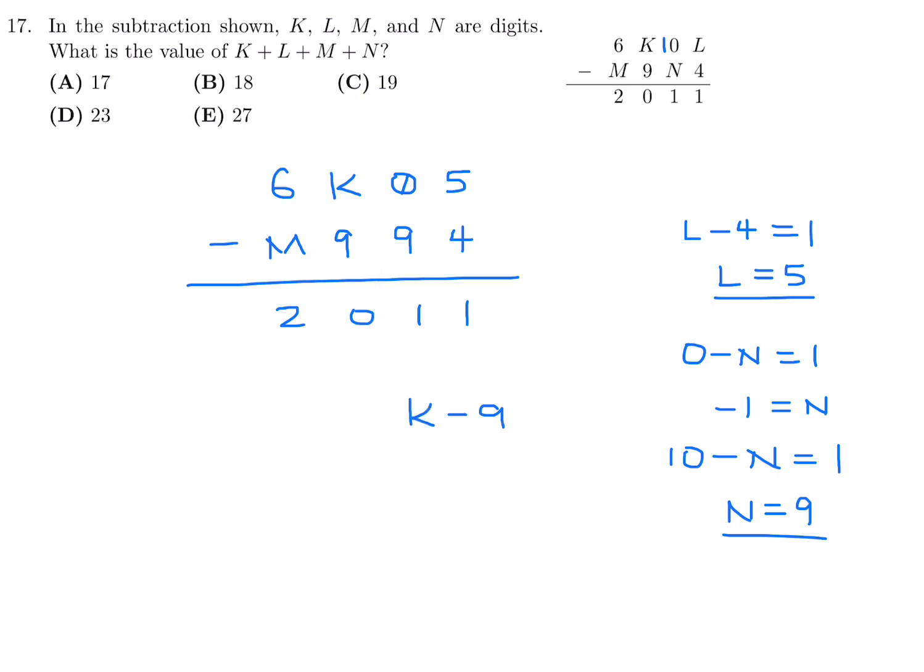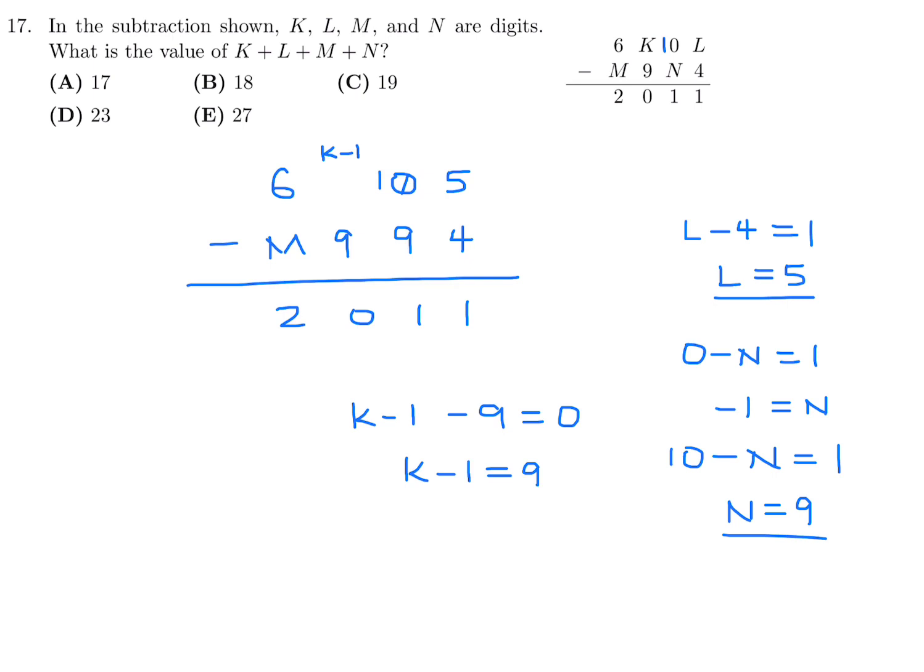K minus 9 is equal to 0. But here's the thing. We had carried the 1, remember? So it's actually not going to be a K that's left. It's going to be a K minus 1 that's left. Correct? So we don't actually have K minus 9. We have K minus 1 minus 9. So that means K minus 1 is 9. So this number in here, I can just put a 9.